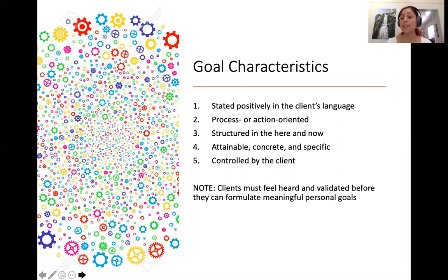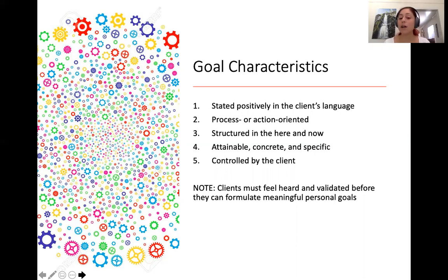It should be process or action oriented, meaning that it involves action, it involves doing, and it's observable in that way. So not like, I'll stop feeling sad. Not really helpful. Structured in the here and now. Remember, we're not looking at the past and about why problems started. We're looking for things we can implement right now. At the end of the session, what are you going to start doing?